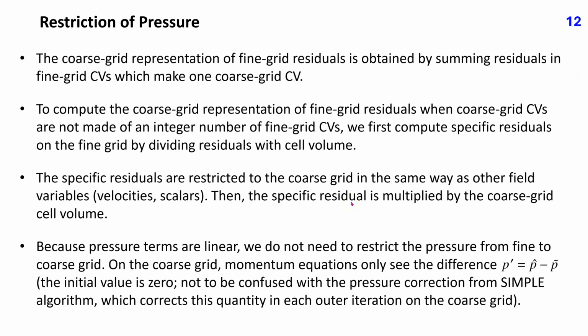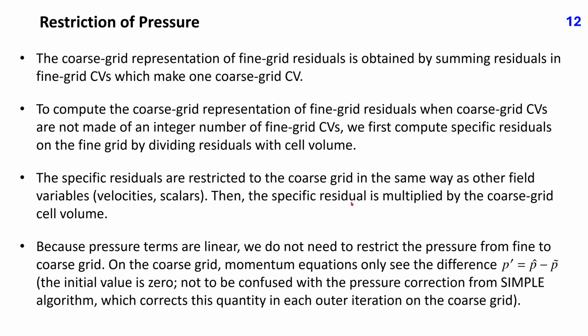The coarse grid representation of fine grid residuals is obtained by summing residuals in fine grid control volumes which make one coarse grid control volume. To compute the coarse grid representation of fine grid residuals when coarse grid control volumes are not made of an integer number of fine grid control volumes, we first compute specific residuals on the fine grid by dividing residuals with cell volume. The specific residuals are restricted to the coarse grid in the same way as other field variables, velocities and scalars. Then, the specific residual is multiplied by the coarse grid cell volume.